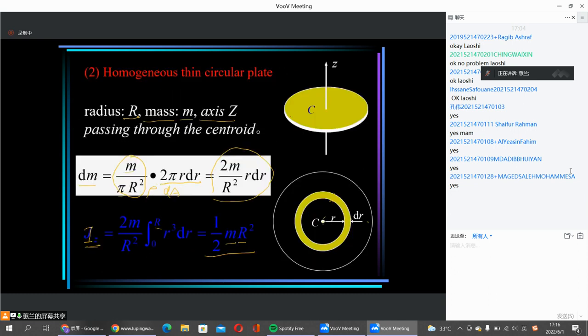Right, here we calculate the mass moment of inertia about this axis. Here, right, mass times its radius, okay, squared.